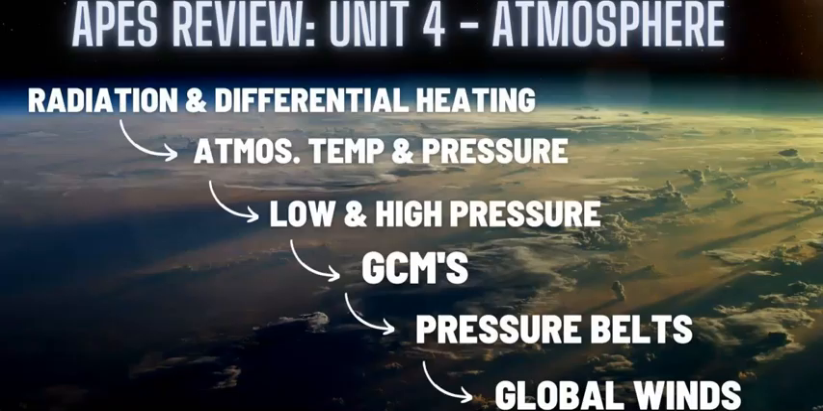So as a summary or conclusion, this review video is looking at the incoming solar radiation causing differential heating on the Earth's surface through the troposphere, through thermodynamics, and that creates differences in temperature, then pressure, and air rising, air descending, causing high and low pressure across the Earth's surface and the globe, creating GCMs, pressure belts, and finally looking at the global winds, including the westerlies, easterlies, the doldrums, the horse latitudes across our atmospheric system.